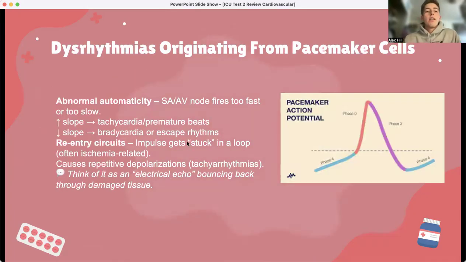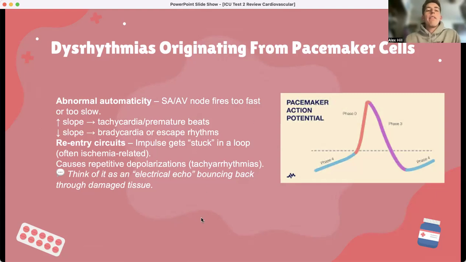Okay. Pretty straightforward. So if you have increased slope, it'll happen faster. You'll have tachycardia. Decreased slope, you'll have bradycardia or escape rhythms where it'll take so long that your AV node's like, okay, I need to kick in. And then it's starting to regulate your rhythm. So that's like one of the escape rhythms.